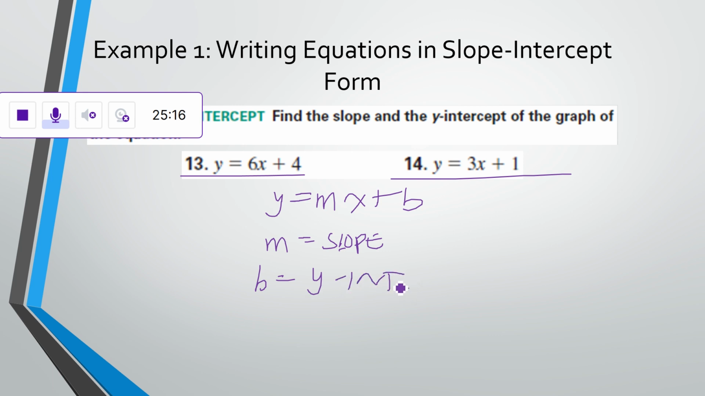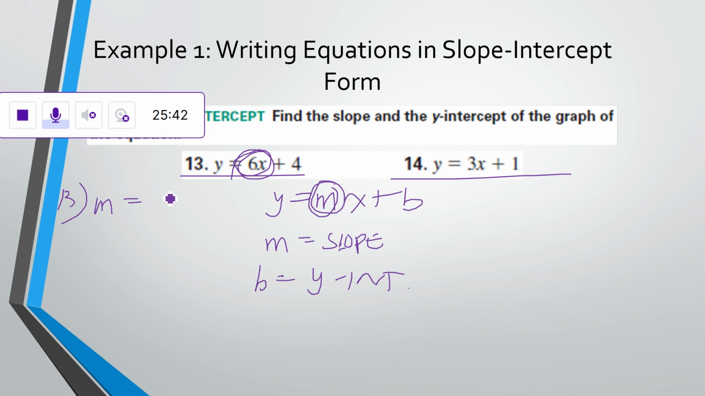And so if I were to show you this and ask you, how do I find the slope and the y-intercept of these two equations, it's very easy to identify both of those things in both equations. We always just want to find whatever this m is in the equation. If we're looking at number 13, we know that our m is always going to be right next to our x value.